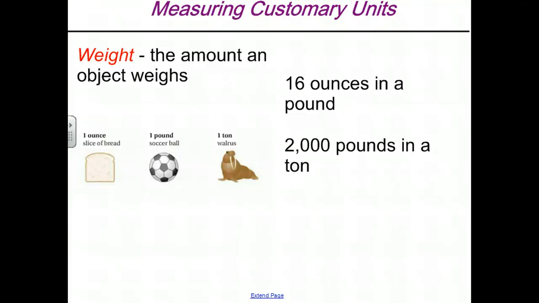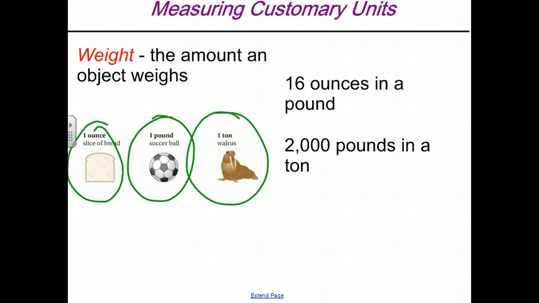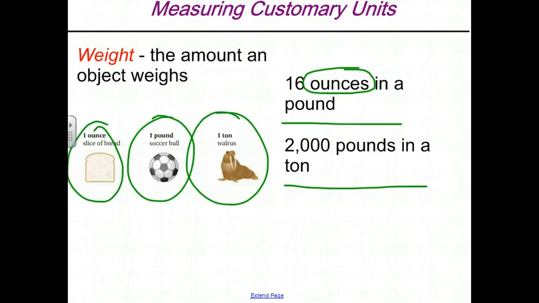And finally, we have the units for weight: an ounce, a pound, and a ton. An ounce being about the weight of a slice of bread, a pound that of a soccer ball, and a ton that of a walrus or a heavy animal of about that size. Again, we have ounces. These are not fluid ounces. These are ounces that are separate from the ounces that we use with capacity. We have 16 ounces in a pound and 2,000 of those pounds in a ton.